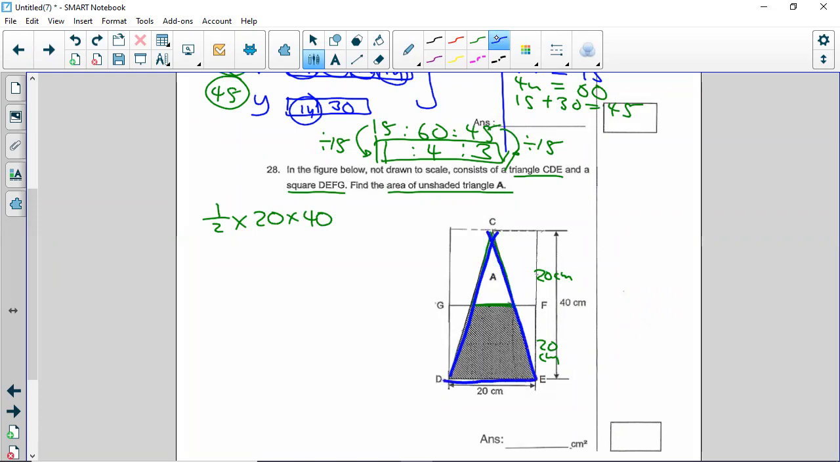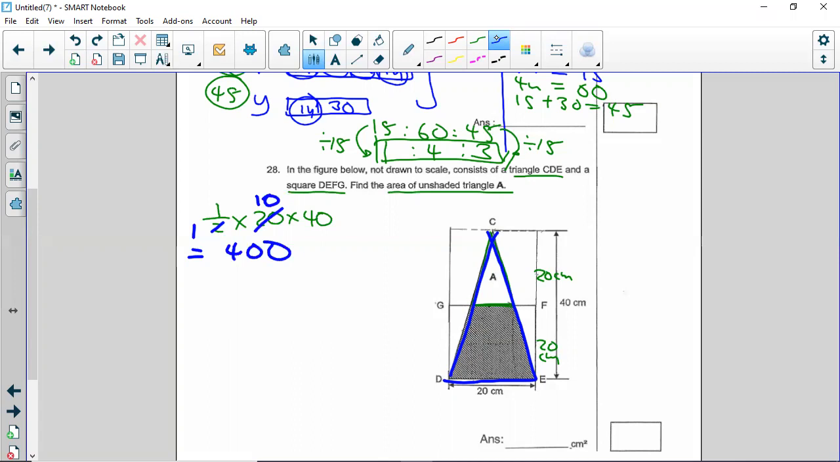So even if you don't know how to do, all right, what can you do? Do simple steps like finding what you can find. So you divide by 2 and then divide by 2 and then you have 10 times 40. So 10 times 40 is 400. So the big triangle is 400 cm square. Okay, so how do you find the unshaded?